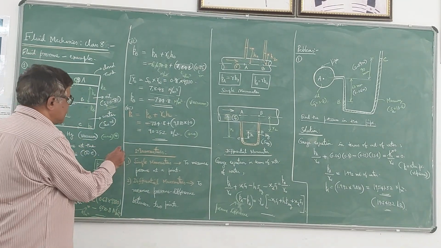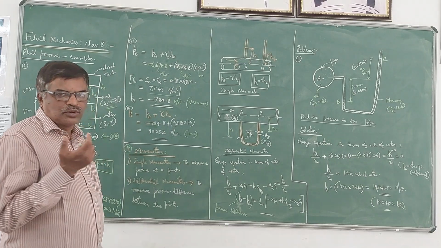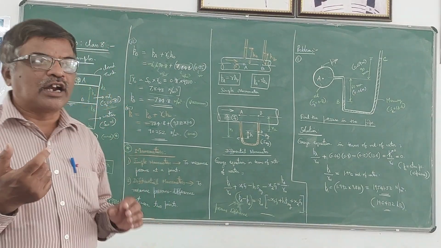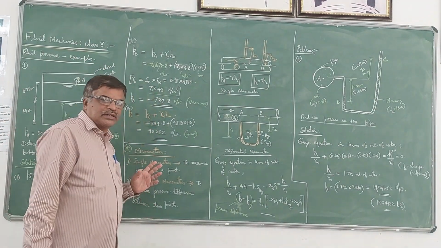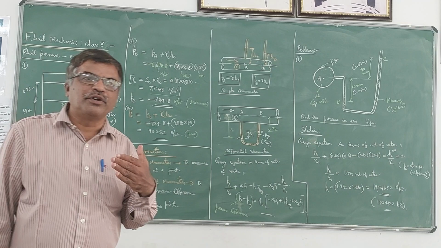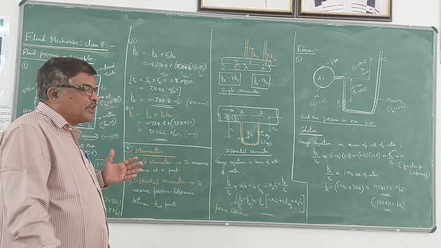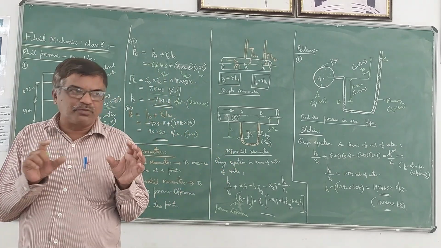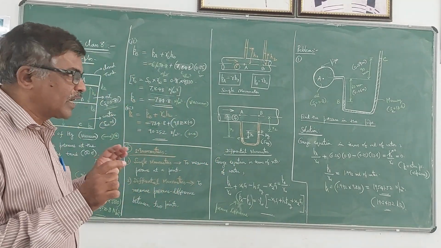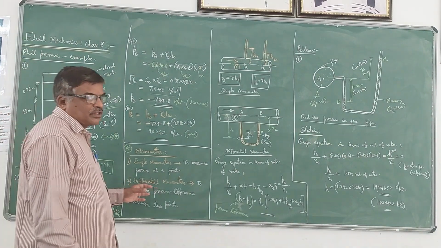Now next is manometers. You know that the barometer is used to measure the atmospheric pressure at a place, whereas manometers are used to measure the pressure at a point in a fluid flow or in a static fluid, or sometimes you may need to find the pressure difference between 2 points in a pipe flow for calculating discharge and all. In that case, we are going to use differential manometers.